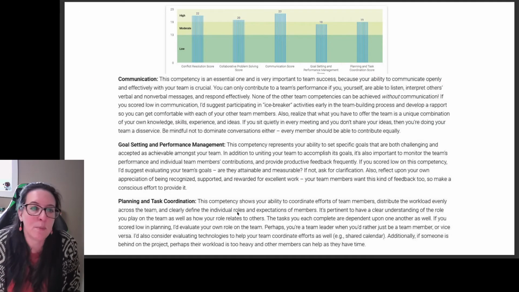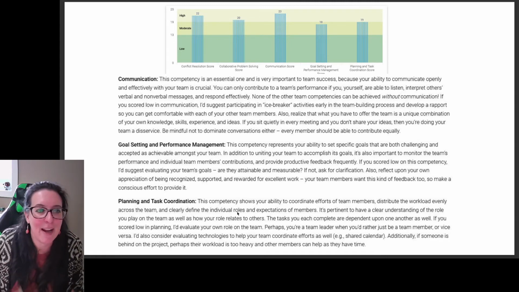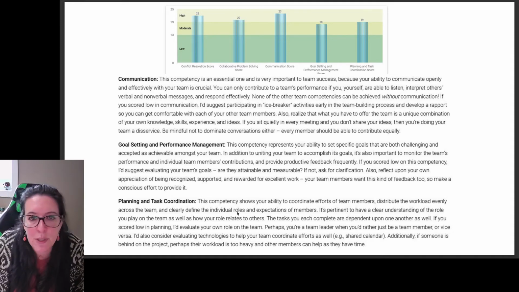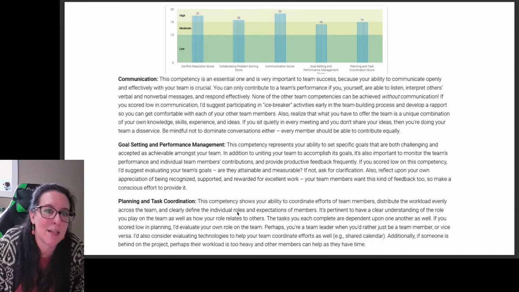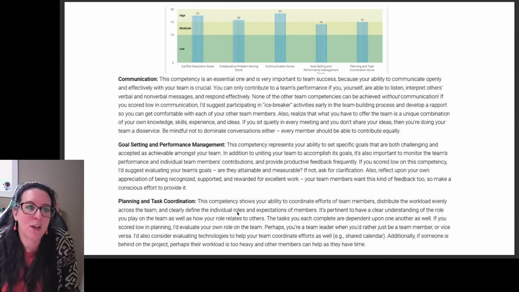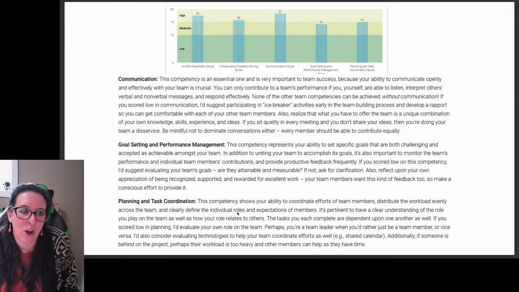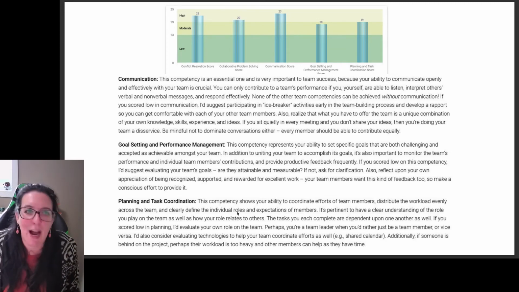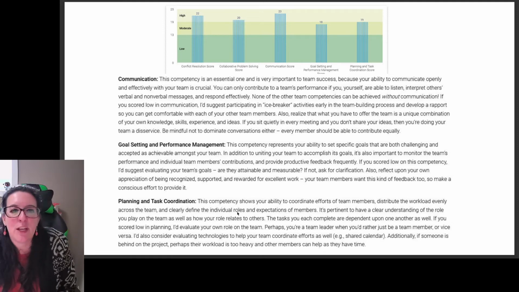Then we have communication. So how well are you in terms of openly and effectively communicating with your team? Are you able to contribute to the team's performance? Do you listen? Do you observe nonverbal and verbal communications from others? Are you able to convey your ideas and your knowledge to the team? How do you do in terms of goal setting and performance management? So can you set goals that are both challenging but also achievable by your team?